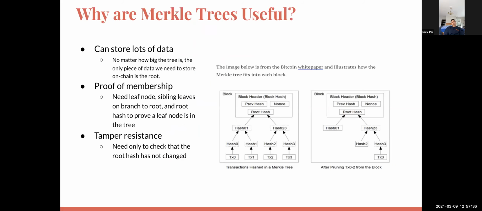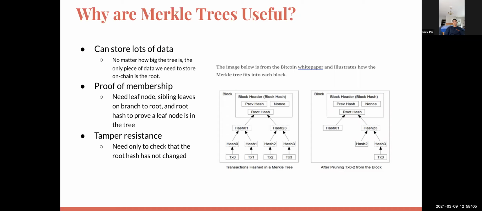Okay, so now we can talk about the 3 benefits of Merkle trees, and we sort of touched on these already. Number 1 is you can store lots of data really easily. No matter how large the tree is, i.e., no matter how many leaves are in the tree, you only need to store the root. So if we're talking about an application that's very storage intensive, like the blockchain, and we want to store an entire Merkle tree on the blockchain, all we have to do is store the root hash.